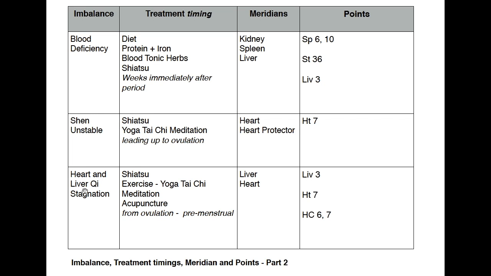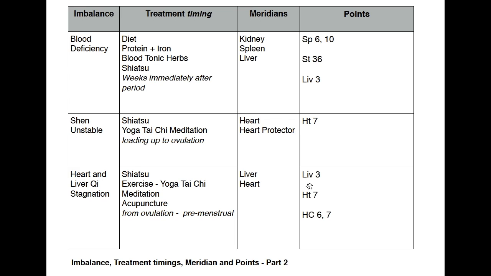Okay, and here we get into the real Shiatsu strong areas. We've got heart and heart protector meridians. Heart 7 is a brilliant point. And liver Qi and heart stagnation, you'll be treating the liver and heart meridians.